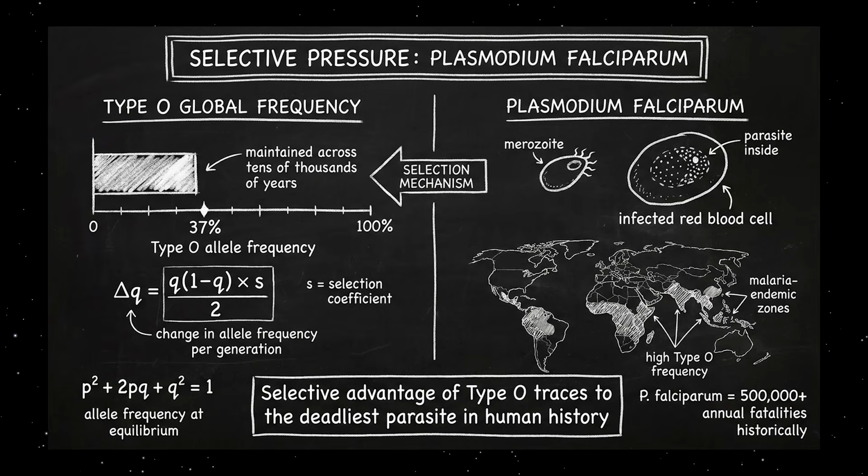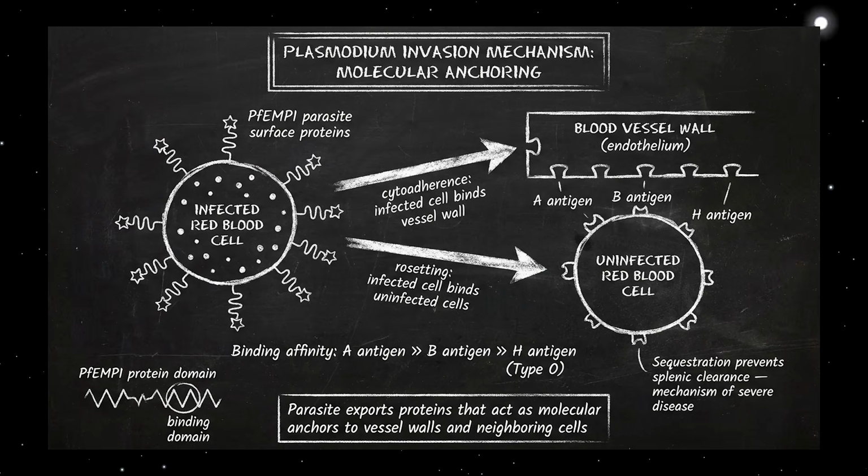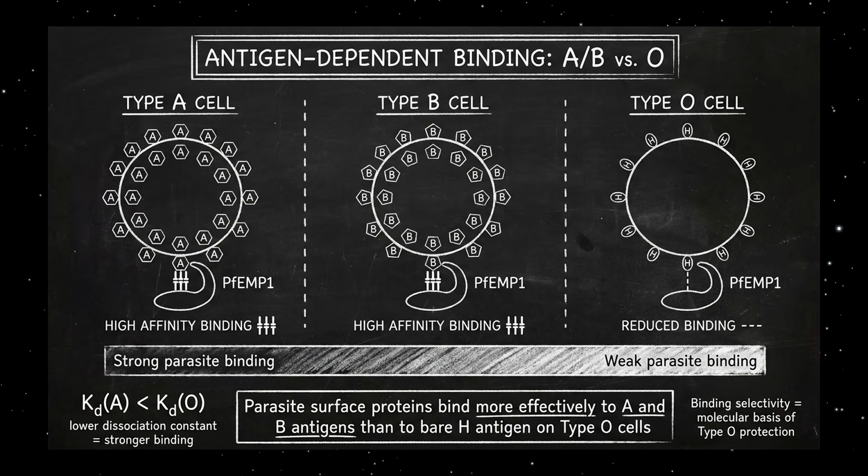Now, the selective advantage that maintained type O at 37% of the global population for tens of thousands of years traces to the deadliest parasite in human history, Plasmodium falciparum. The malaria parasite. When Plasmodium invades a red blood cell, the infected cell exports parasite proteins to its surface that act as molecular anchors, binding the infected cell to the walls of small blood vessels and to uninfected cells. The binding is antigen-dependent. The parasite's surface proteins bind more effectively to A and B sugar antigens than to the bare H antigen on type O cells.